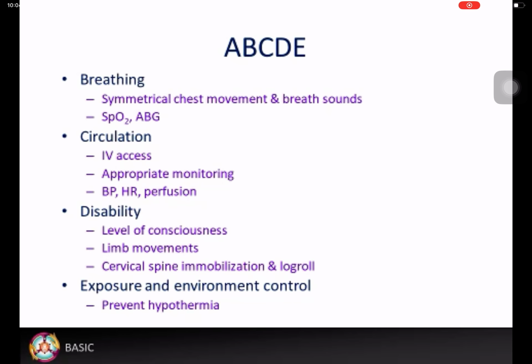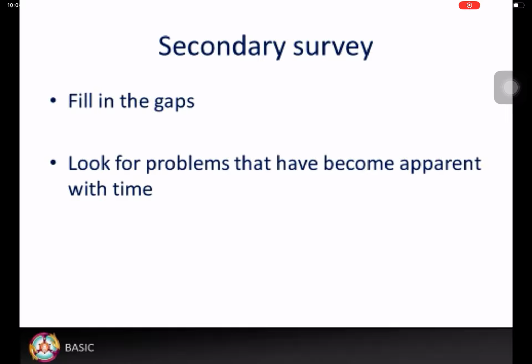The cervical spine should be kept immobilized until cervical spine injury has been excluded. In addition, it is important to prevent hypothermia. It is also important to identify or exclude other injuries by conducting a secondary survey. Remember that you did not get beyond the primary survey before the patient had to go for a laparoscopy.